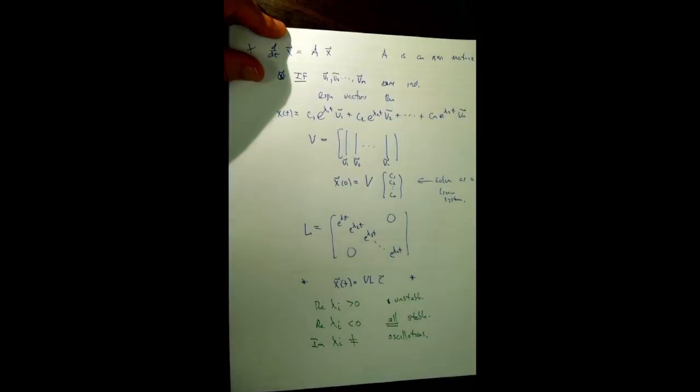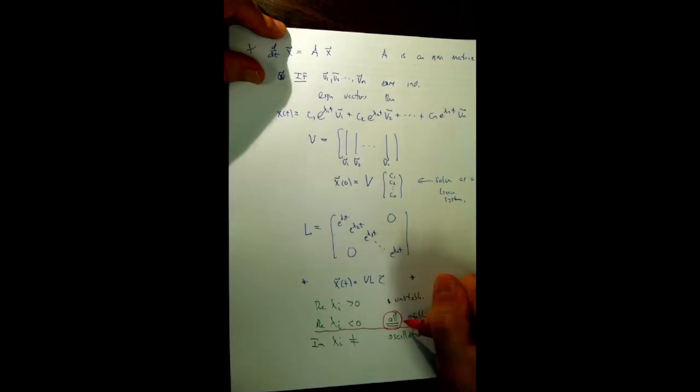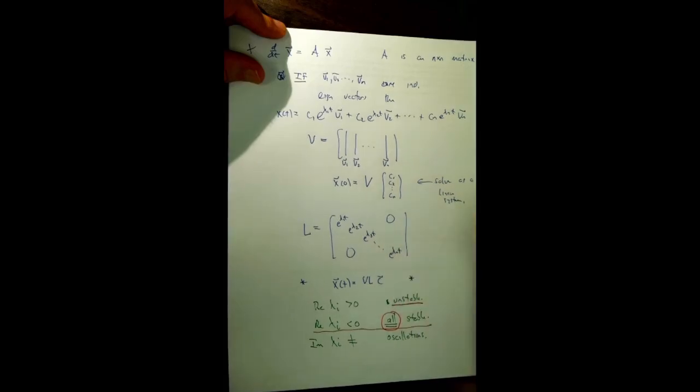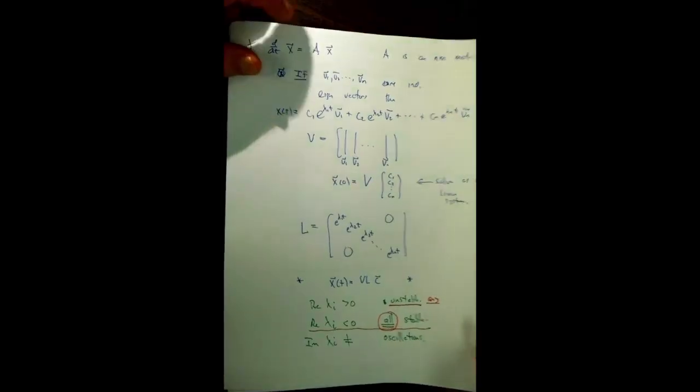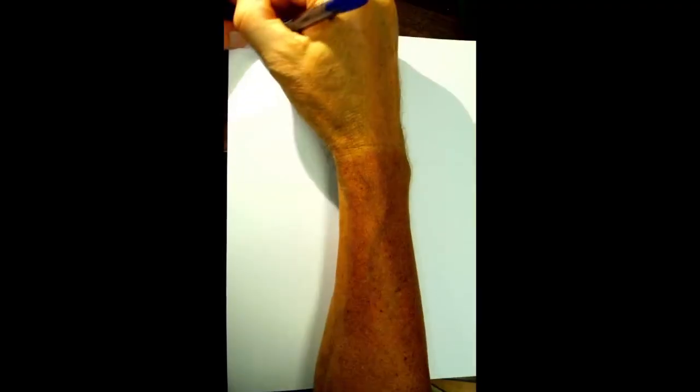The only thing that's different is that all of them have to be negative for the real part. And if any one is positive, it's unstable. The only difference is we're dealing with more of these numbers. So let's look at an example.